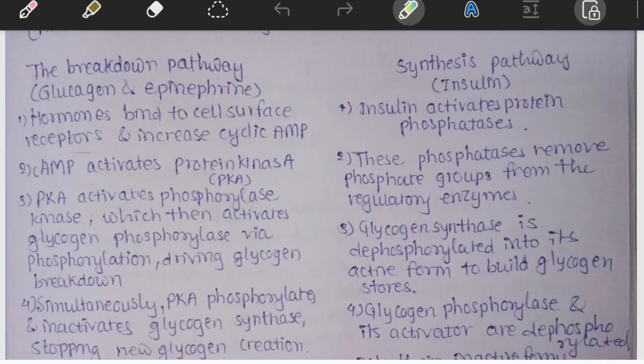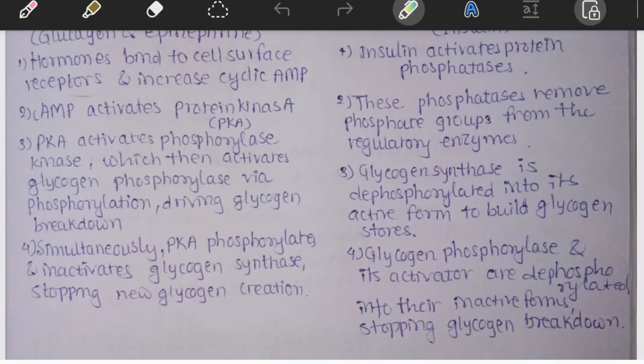The same phosphatases remove the phosphate from the glycogen phosphorylase and phosphorylase kinase, so both become inactive, and glycogen breakdown stops.